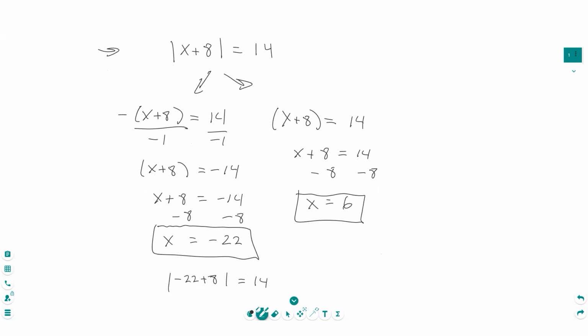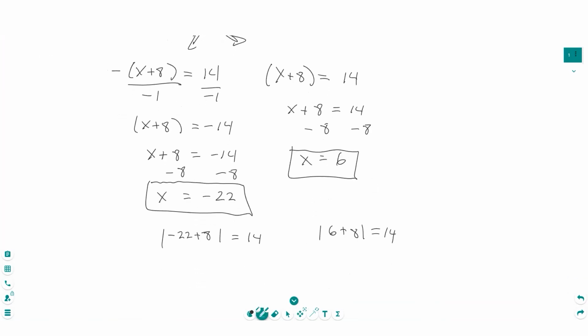Negative 22 plus 8 is negative 14, and the absolute value of negative 14 is 14. So this one is a valid answer. And 6 plus 8 is also 14, a positive 14, so the absolute value of 14 is 14. So they're both possible answers.